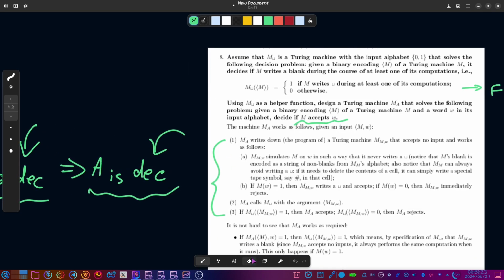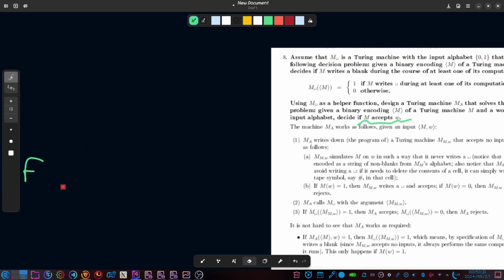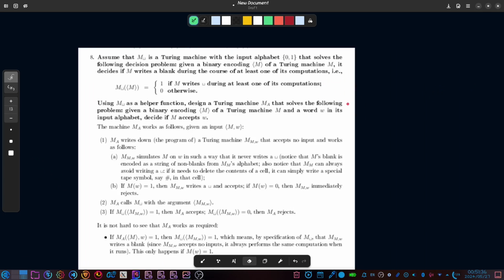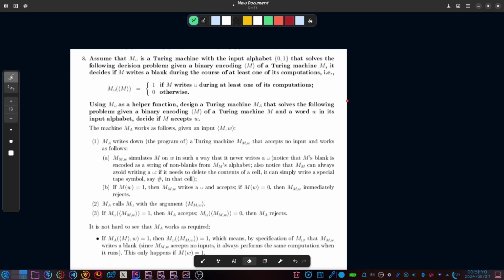Let's go into this specific example and actually explain it. I'm just going to read it together. Assume that M blank is a Turing machine with input alphabet binary that solves the following decision problem. Given a binary encoding of a Turing machine M.